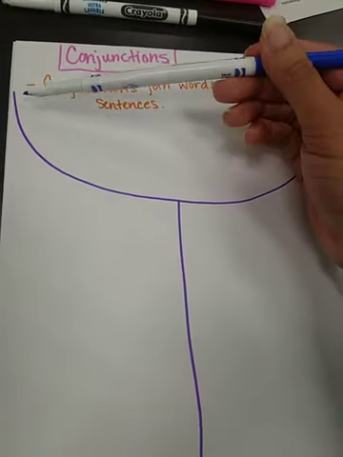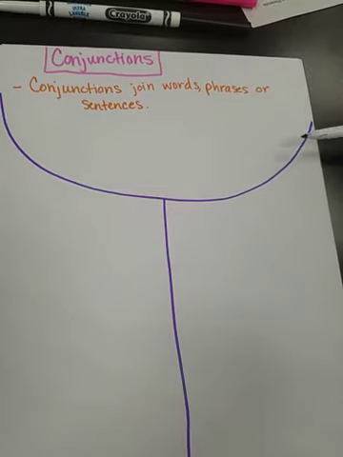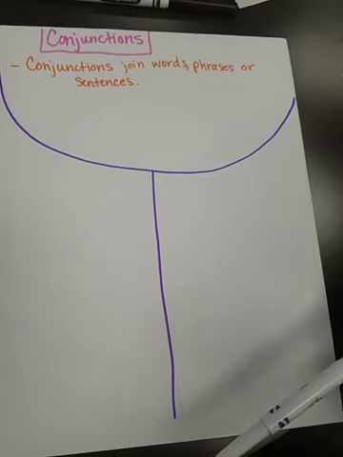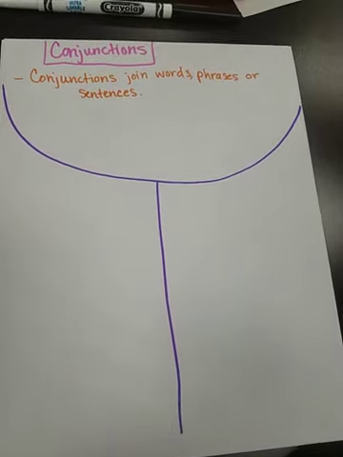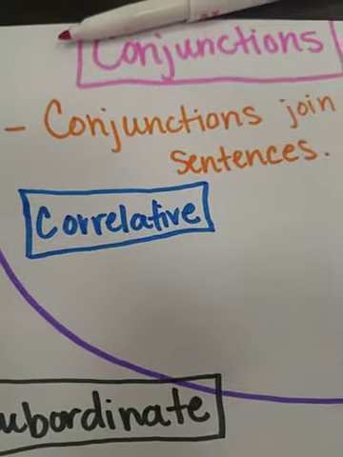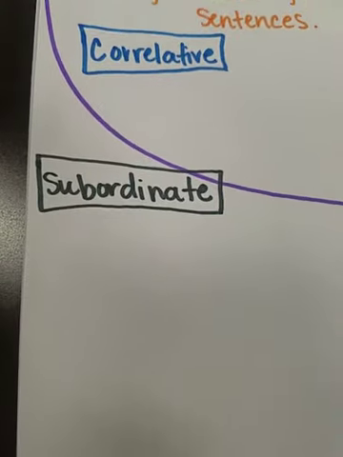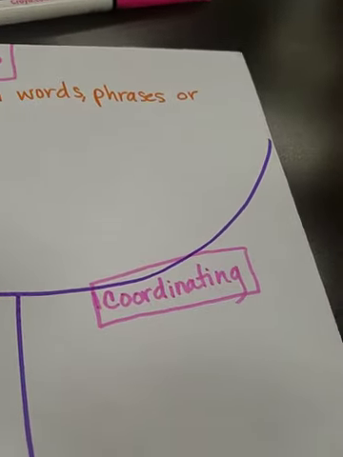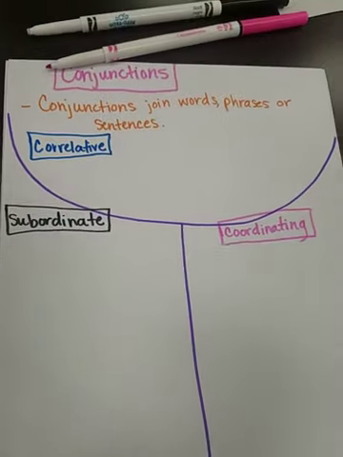So I went ahead and separated my paper into three parts. I made like this Y shape and then a line going straight down my paper. So the three conjunctions that we're going to focus on are correlative, subordinate, and coordinating. So go ahead and write that on your paper.